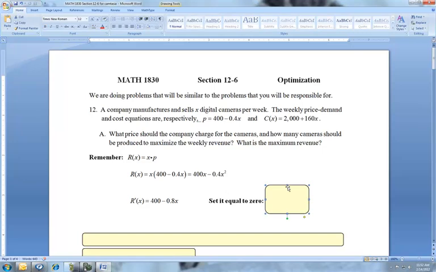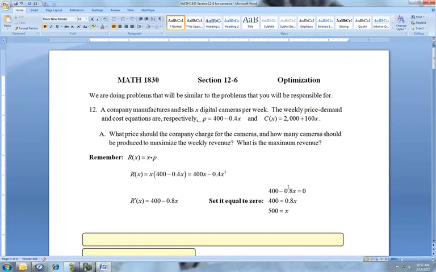So let me move this down. So I've got r prime equal to 0. So I move the 0.8 over, divide both sides by 0.8, and I came up with x equals 500. Okay, now if you remember, we're working with the revenue. x is number of cameras, so this is going to answer this part. How many cameras should be produced to maximize the weekly revenue? So it needs to be 500.